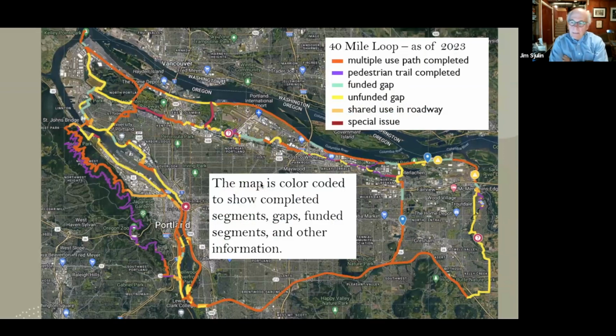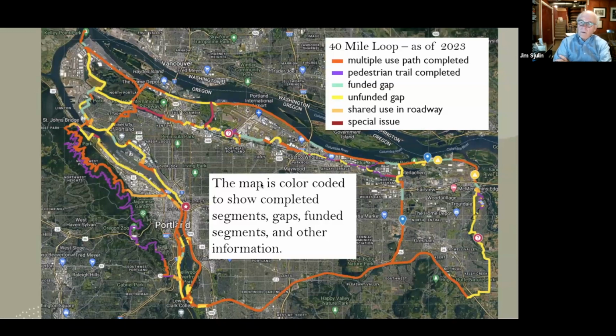And on this slide the color coding is explained. All of the orange pieces are complete. The yellow pieces are gaps. The green pieces are funded gaps. And then we have special issues in some areas. On the west side, you see the long purple line. That is the pedestrian component of the 40-mile loop.